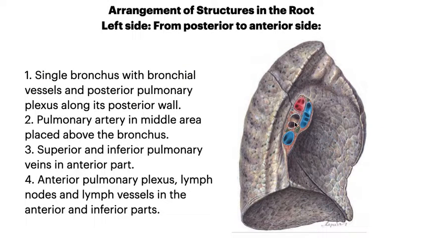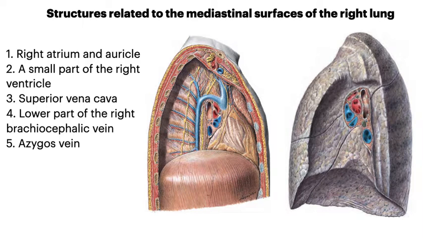Arrangement of structures in the root on the left side from posterior to anterior. A single bronchus, bronchial vessels and posterior pulmonary plexus along its posterior wall, pulmonary artery in the middle area placed above the bronchus, the superior and inferior pulmonary veins in the anterior part, along with the anterior pulmonary plexus, the lymph node, and lymph vessels in the anterior and the inferior part.